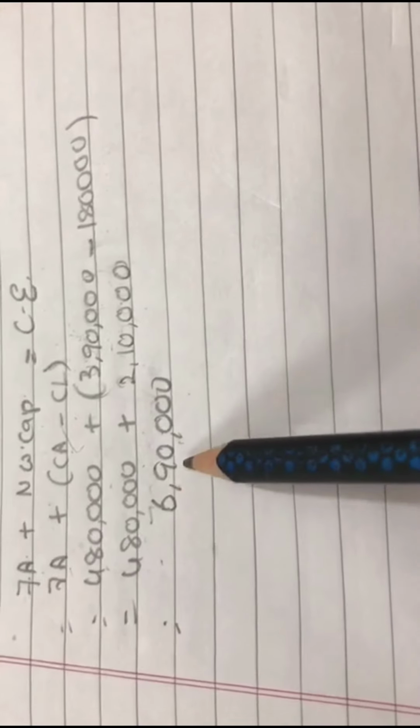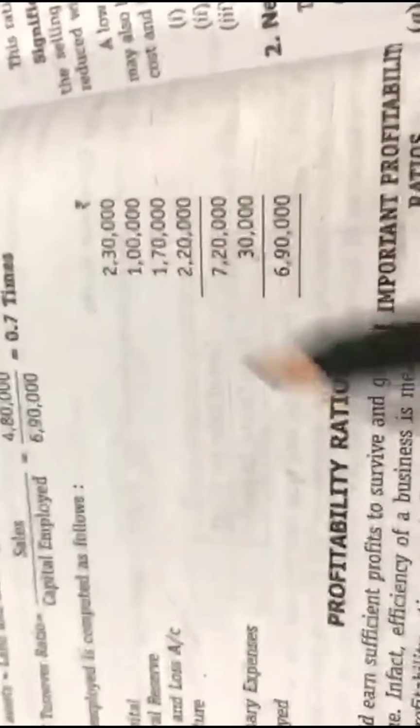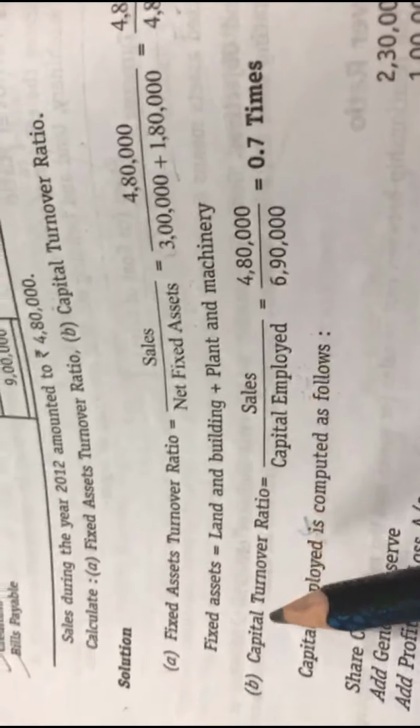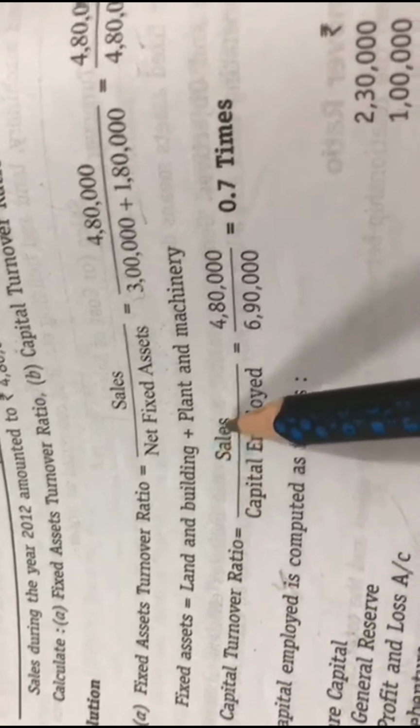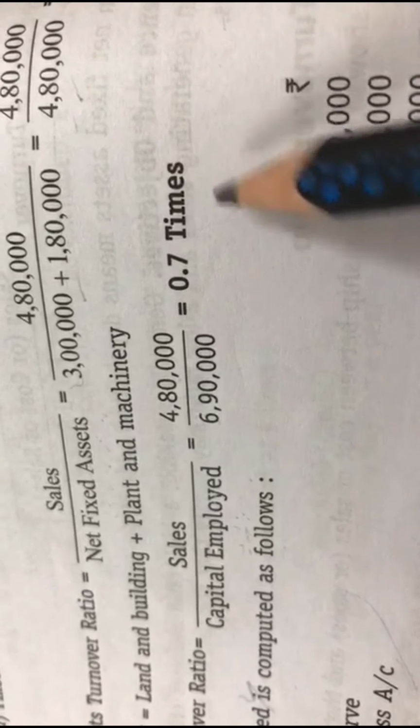So even under asset based approach, the capital employed is 6,90,000. Substitute the values in the formula. Capital turnover ratio is equal to sales divided by capital employed. So 4,80,000 divided by 6,90,000, it is 0.7 times.